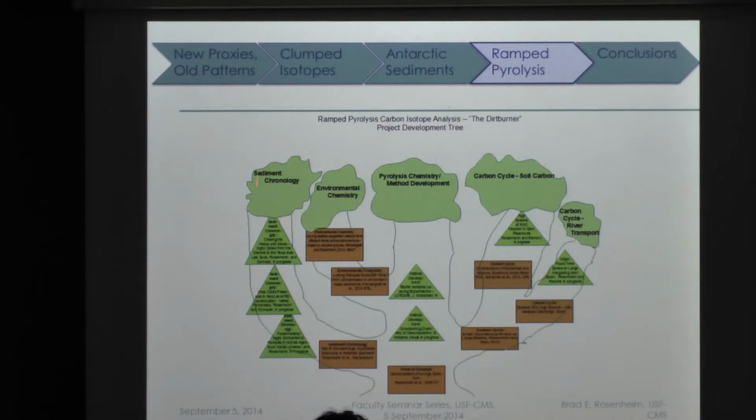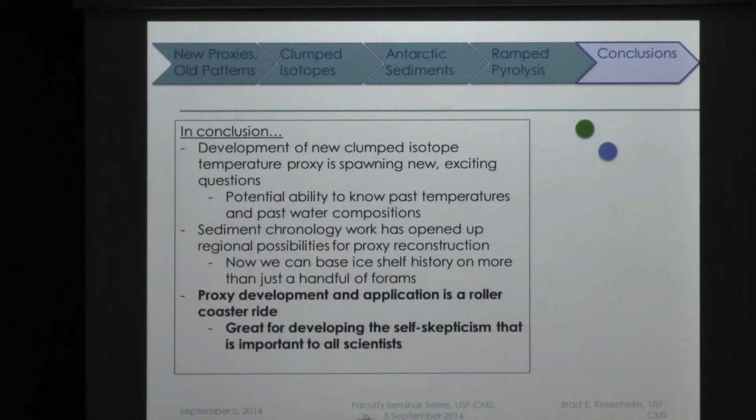I've only talked about one branch here, the sediment chronology branch. We've applied it to the oil spill, sort of an environmental chemistry branch. We have 2 publications out there. We have just pyrolysis and method development, of course, in the middle. We have carbon cycle on these branches, which are soil carbon and river transport of carbon, which are very important. We have a few publications that are out and a few that are in the pipeline here. So it's an exciting time to be working on this method.